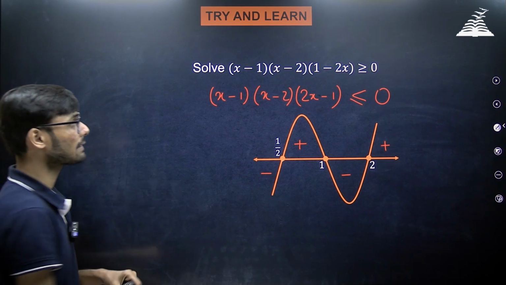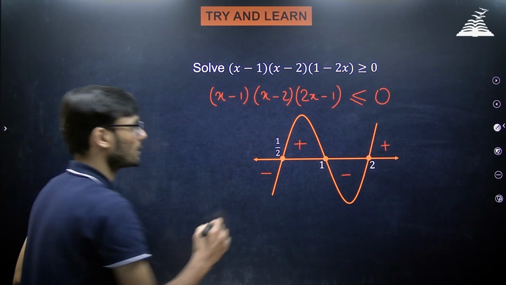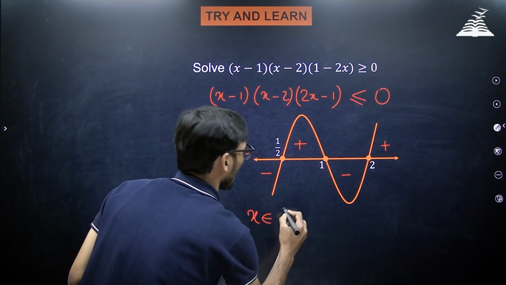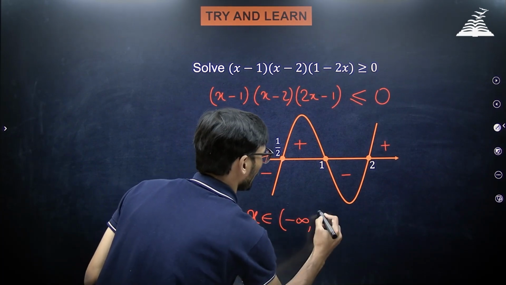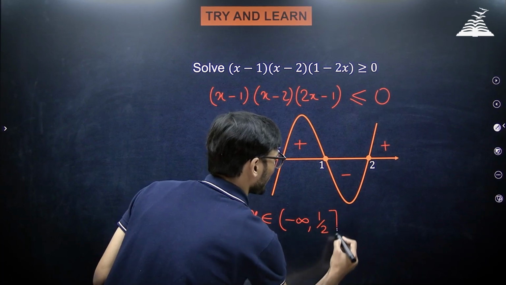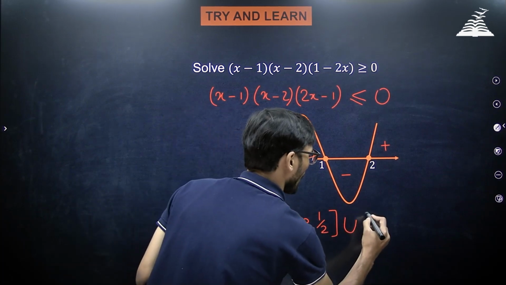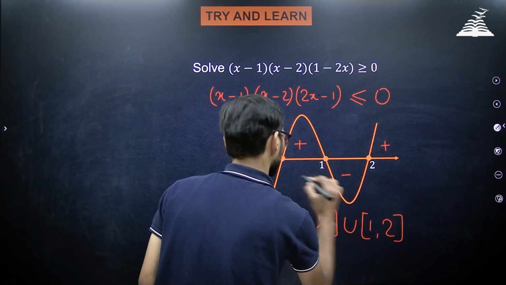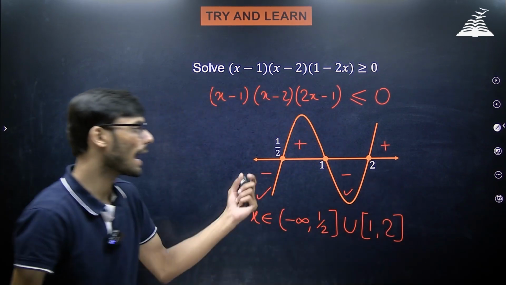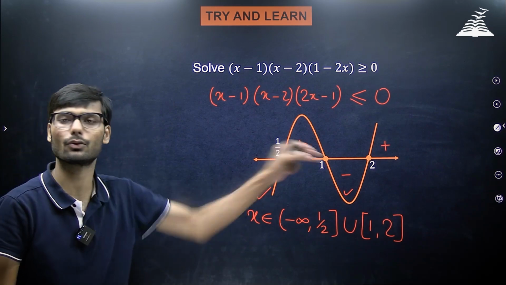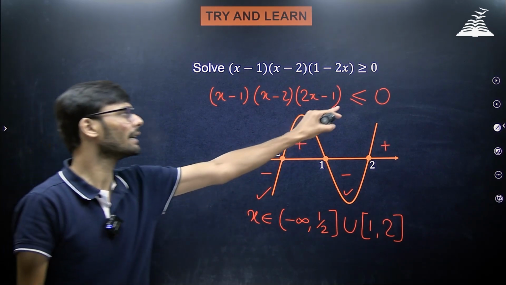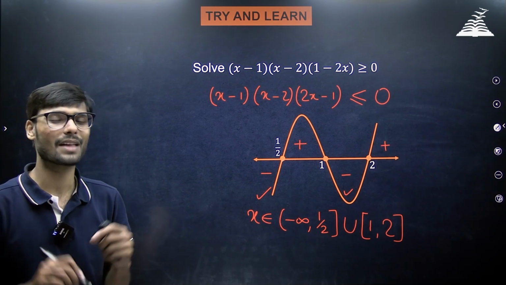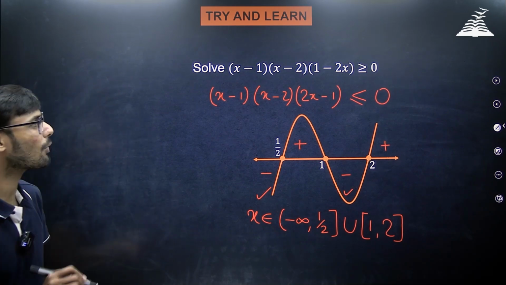Now what will be our answer? We want it to be less than or equal to 0. So our answer is going to be x belongs to minus infinity to half, closed bracket at half, union 1 to 2. We want it to be negative, so we are picking this region and this region and including half, 1 and 2 in our answer, because it's not a strict inequality. It is less than or equal to 0. I hope that's clear. Let's now move forward.